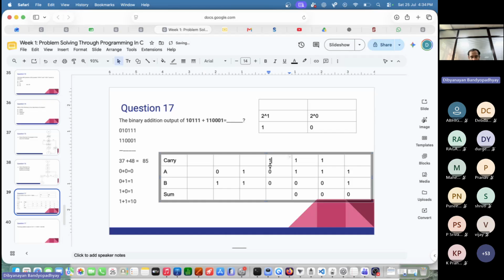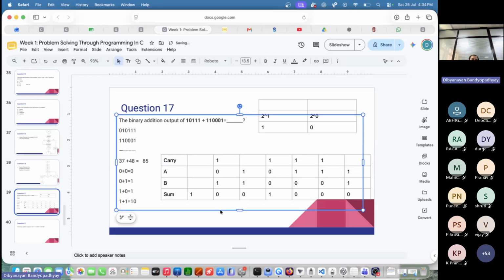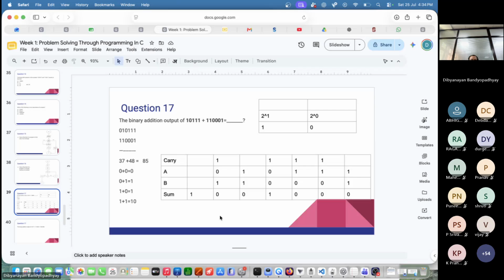Directly you can sum it up now. 1 plus 1, 2 again you are getting. So 0 and carry 1 here. 1 plus 1, 2, 0, and you directly place the carry here. So this is how the binary sum is carried out. Do you understand these things?